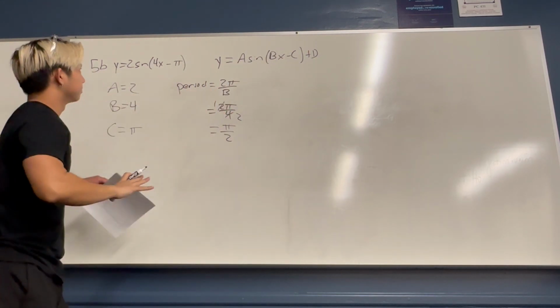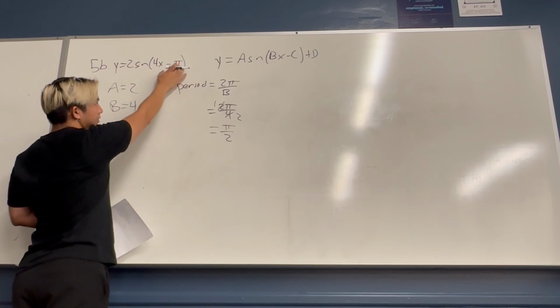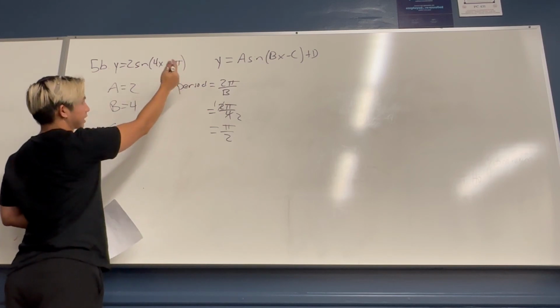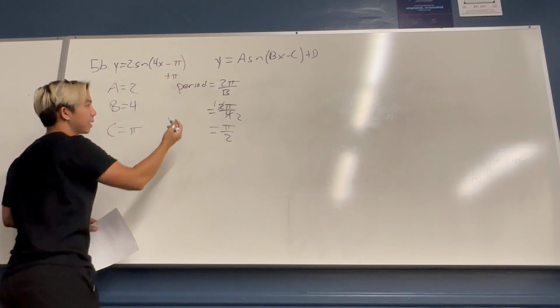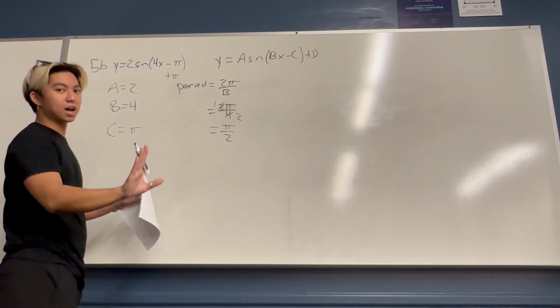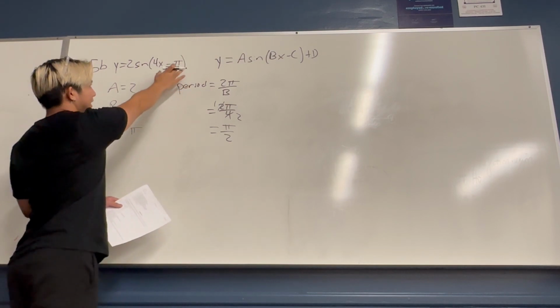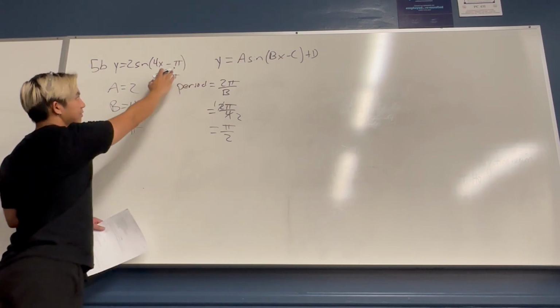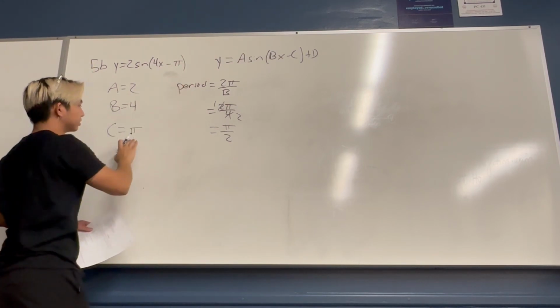I like to think of it like we just do the opposite of whatever's here. So let's say in this case we had a plus pi here instead. My c here would be negative pi because it's the opposite of whatever is inside the parentheses. But in this case, we have a negative pi, so our c here is just pi.